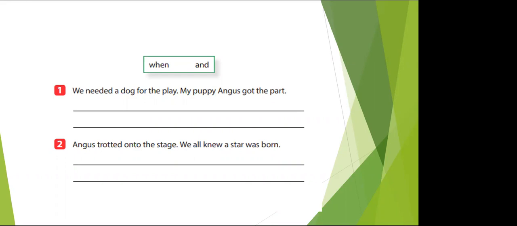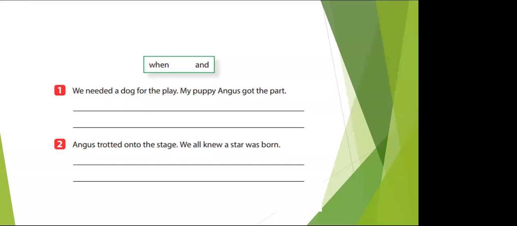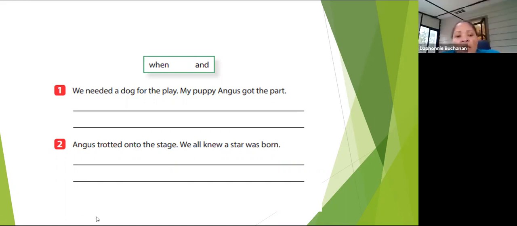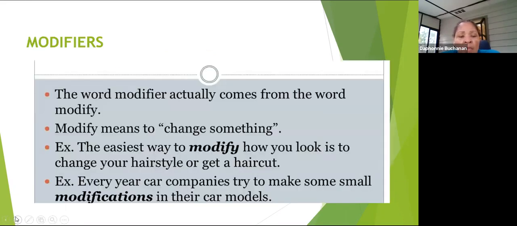Yeah. So just think about the way it sounds. And then what about "Angus trotted on the stage. We all knew a star was born." What can we say? "When Angus trotted onto the stage, we all knew a star was born." Perfect, yes. "When Angus trotted on the stage, comma, we all knew a star was born." Perfect. And like I said, I'm not gonna go through all of those. Those are just some practice things, and they are there if you want to practice on those.